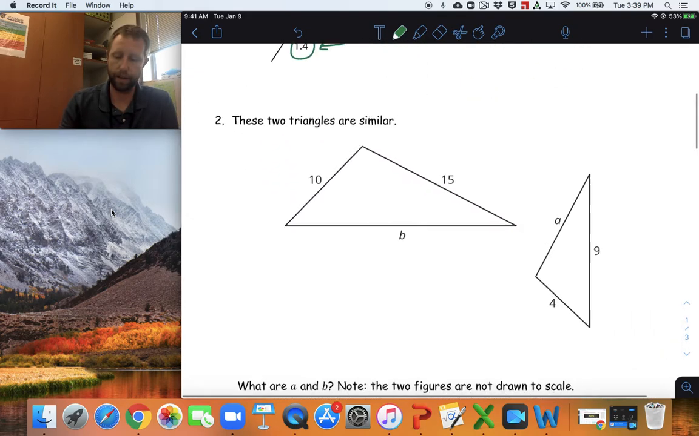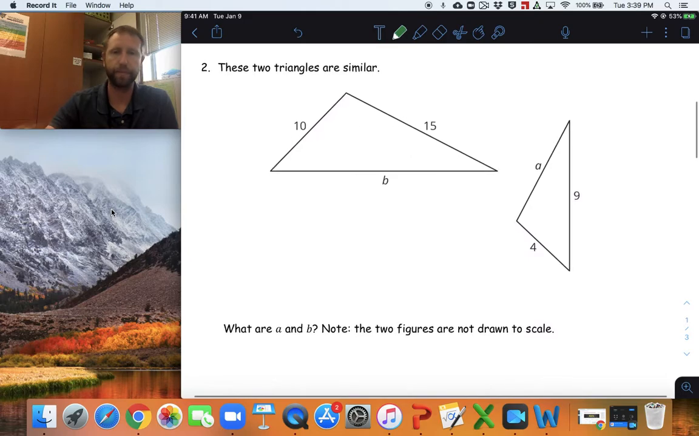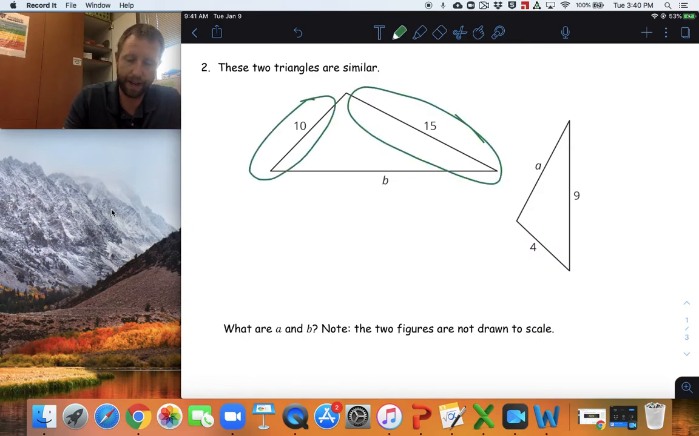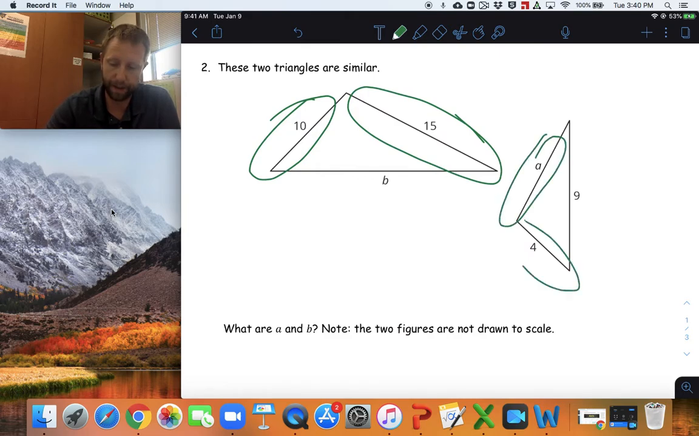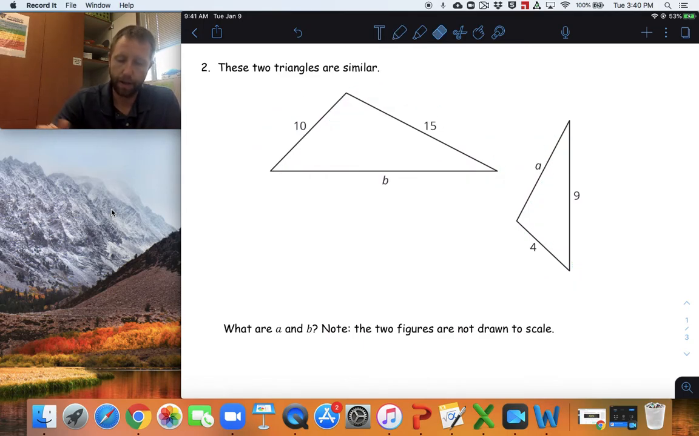And then we can see the same thing here for number two. It says these two triangles are similar. So again, I know that the quotient when I divide, it doesn't matter which one, we can say that this side divided by this side, that'll give me the same answer as this side divided by this side, okay? But we'll come back to that here in a second. So it says these two triangles are similar. What are A and B? And then there's a little note there, the two figures are not drawn to scale.